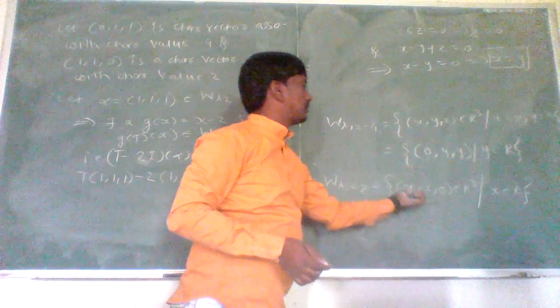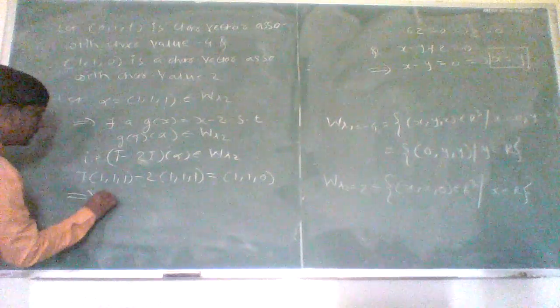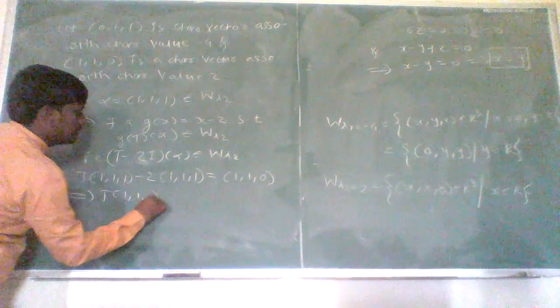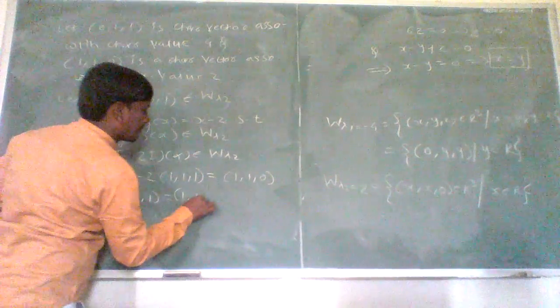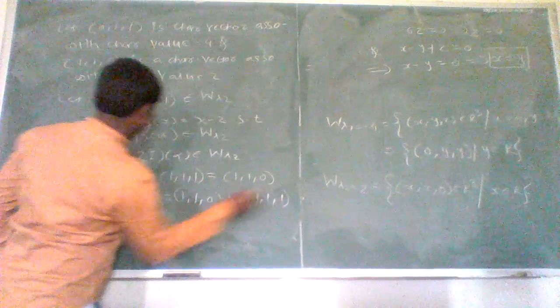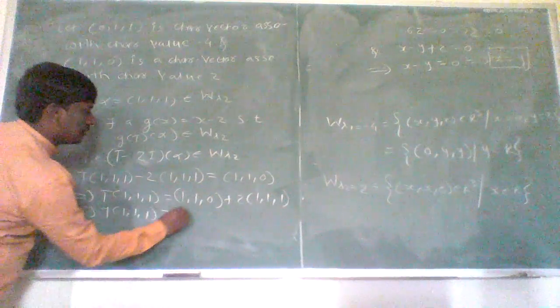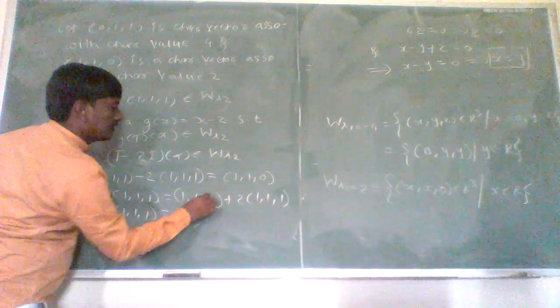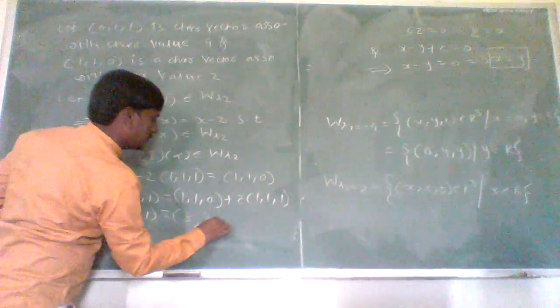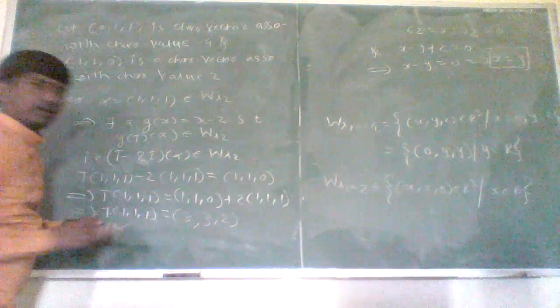W lambda 2 contains the elements of the type (1, 1, 0), (2, 2, 0). Therefore it is equal to (1, 1, 0). So T of (1, 1, 1) is equal to (1, 1, 0) plus 2 into (1, 1, 1). So T of (1, 1, 1) is (1 plus 2, 3), (1 plus 2, 3). Now here we get one vector (1, 1, 1).